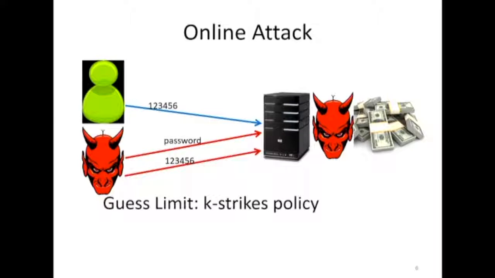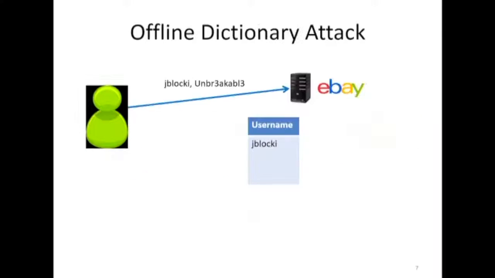To defend against online attacks, organizations often institute some sort of K-strikes policy in which the user is locked out after a few incorrect guesses. These policies are relatively effective if the user picks a strong password. But of course, if users select predictable passwords like 1, 2, 3, 4, 5, 6, there's a chance that the adversary might still break in.